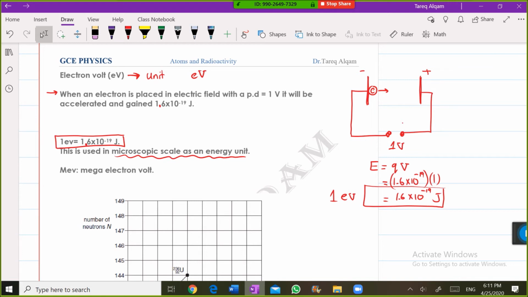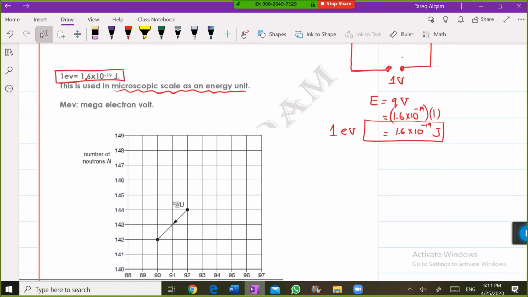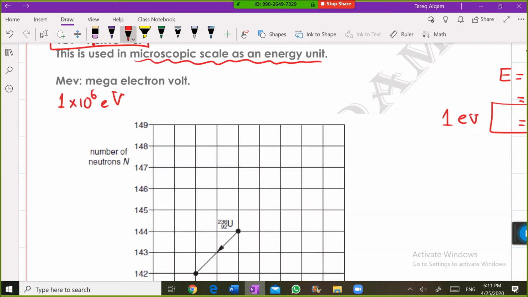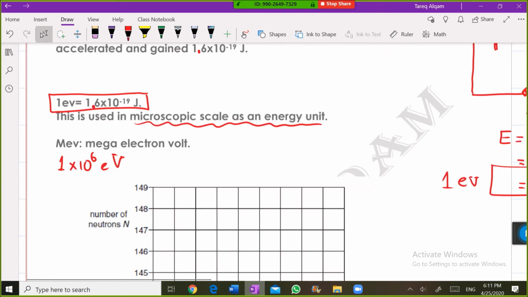Now sometimes we will use mega electron volt, MeV. The MeV, guys, is 1 times 10 to the power 6 electron volt. Right? Mega, you know that. And 1 times 10 to the power 6 what? Electron volts. We may also use giga electron volt, which is 1 times 10 to the power 9 electron volt, and so on.